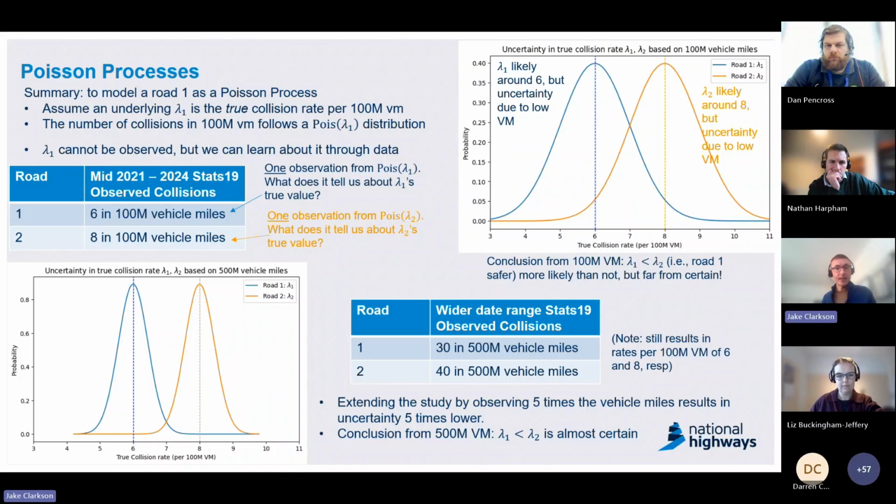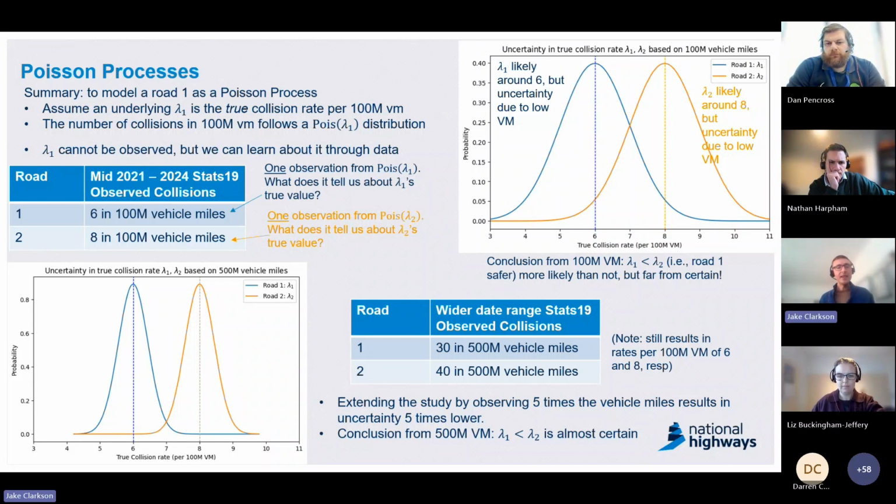And we can do the same thing for lambda 2. So we saw 8 collisions. That's one observation of a Poisson lambda 2. And we see that lambda 2 is centered around 8, but again, there's significant uncertainty. So a conclusion that we could make from seeing 100 million vehicle miles of data about which road is safer, in other words, which of the lambdas is larger, we'd say, well, it's most likely that lambda 1 is less than lambda 2, but because there's significant overlap in these distributions, it could be the other way around. It's far from guaranteed that road 1 is safer.